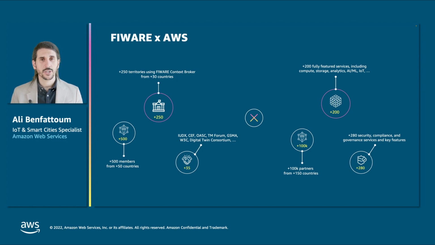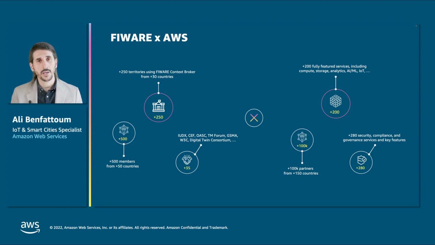They can leverage the most extensive cloud infrastructure, with 84 availability zones within 26 geographic regions around the world. It is the most comprehensive and broadly adopted cloud platform, offering over 200 fully featured services including compute, storage, analytics, machine learning, and IoT.